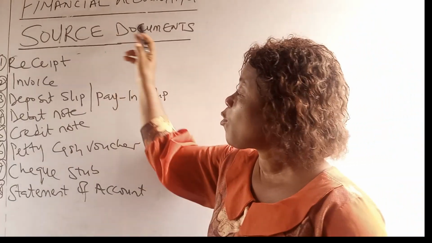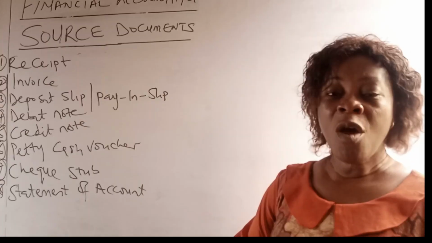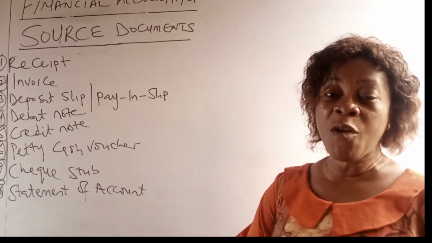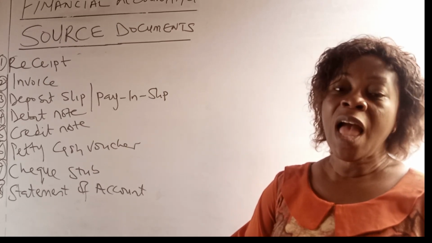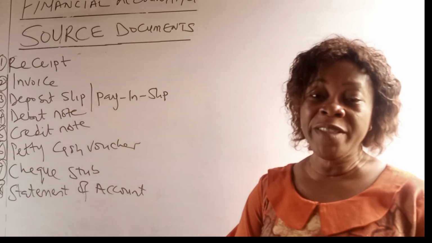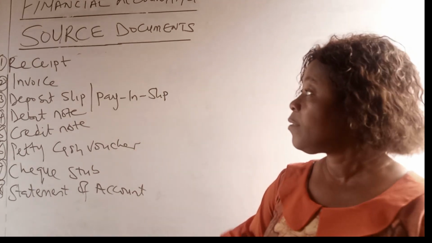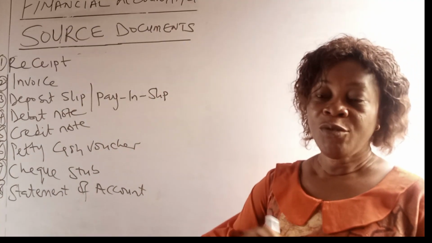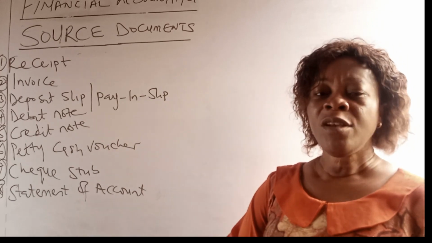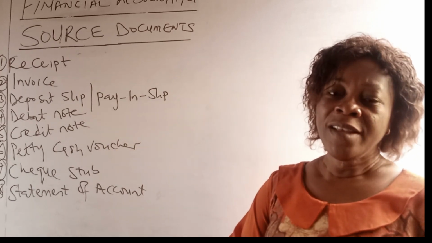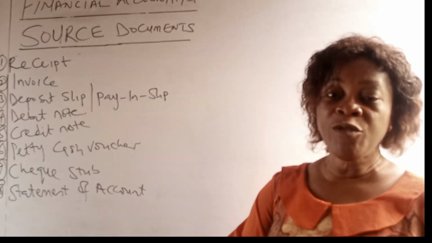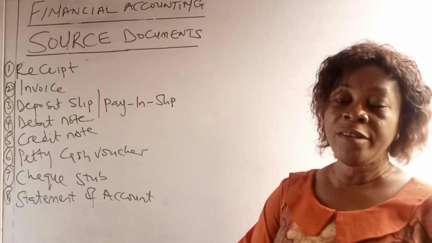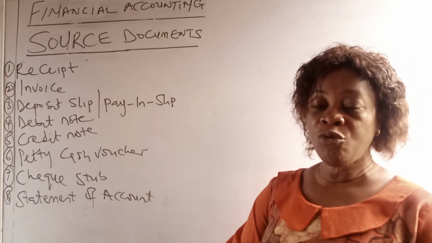Today we shall be looking at source documents. As you all know, one of the major reasons why we keep records of business transactions is to prevent fraudulent activities. And one of the ways through which fraudulent activities are prevented is through source documents. So what is a source document? A source document is written evidence that proves that a particular transaction is taking place. So entries into the books of accounts are made through the usage of source documents.